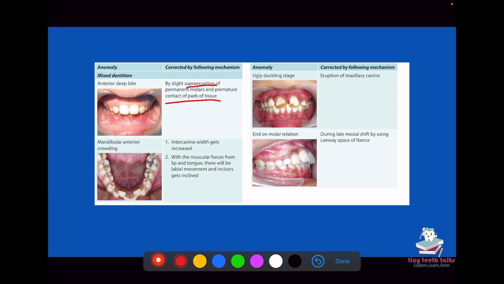Mandibular anterior crowding, which is corrected by the canine width getting increased, and with the muscular forces from the lip and tongue, there will be labial movement and inclination of the incisors. Ugly duckling stage.